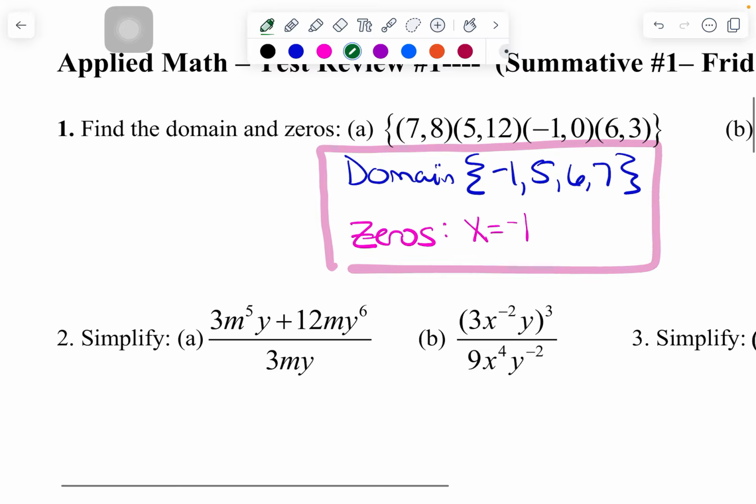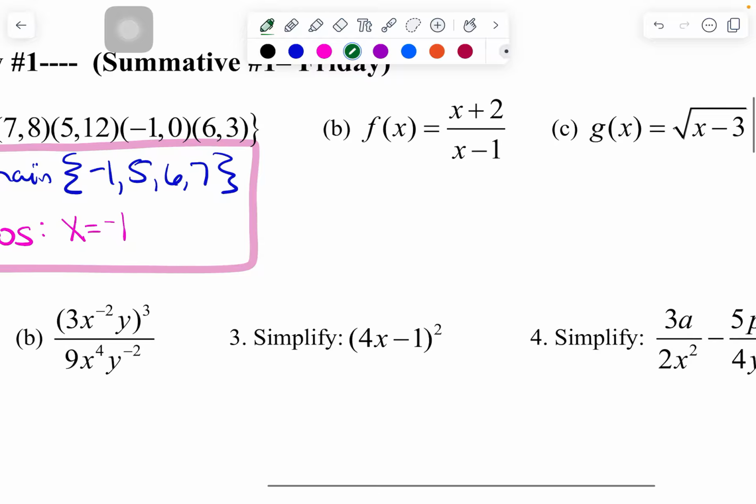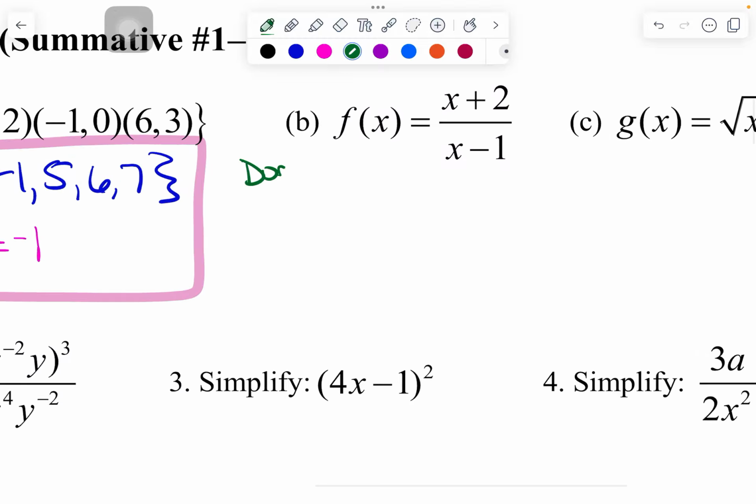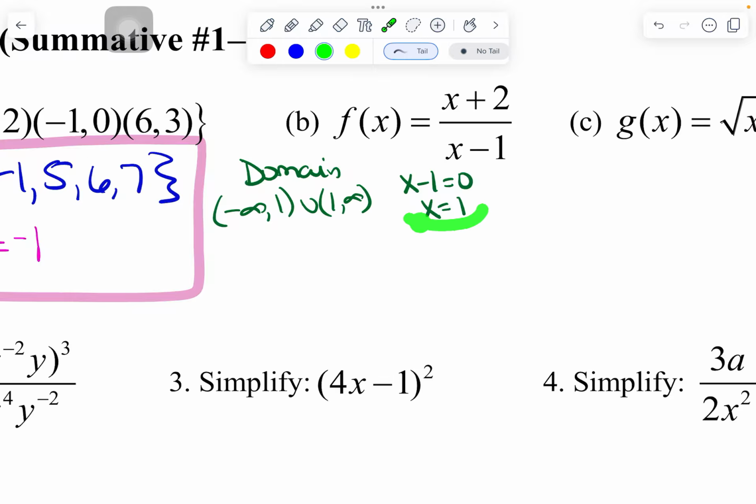Let's see, part B, same question. I need a domain. So let's see, domain, I'm going to purposely set the denominator equal to 0. So that means x equals, whoops, that's going to be a +1. So domain is going to be everything from -infinity to 1 and then 1 to infinity. That value of 1 is what makes that denominator undefined.